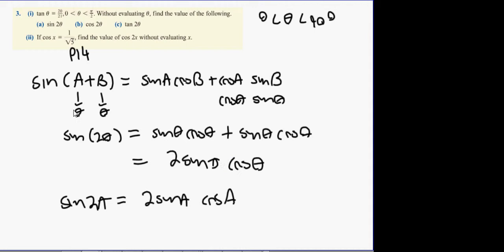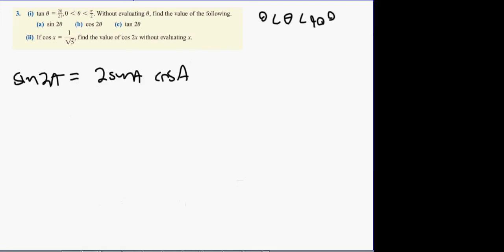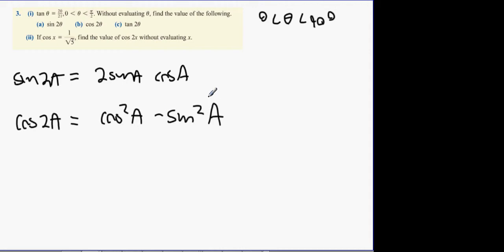So what you can do is you can just look up your formula, and there's formulas for cos 2a as well. So there's 3 formulas on page 14 of your tables. That's the first formula. The second formula is going to be cos 2a, and cos 2a equals cos squared a minus sine squared a. Okay, and then, so there are your 2 formulas.